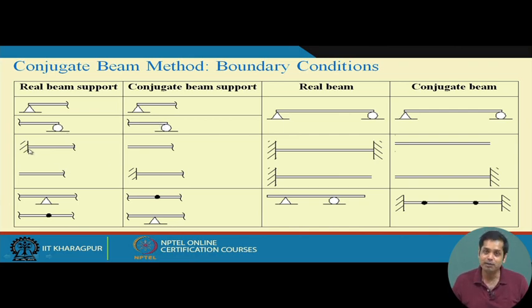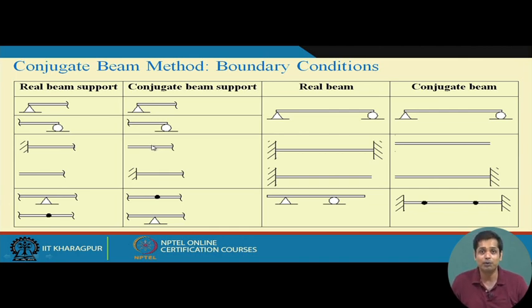Now, let us see this beam. This is a fixed support in a real beam, and what is the characteristic of a fixed support? All deflection and rotation are 0. So, in this case theta is 0 and delta is 0. Naturally, in the conjugate beam, since both deflection and slope are 0, moment and shear both have to be 0.